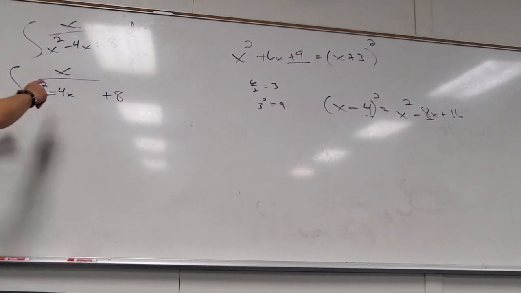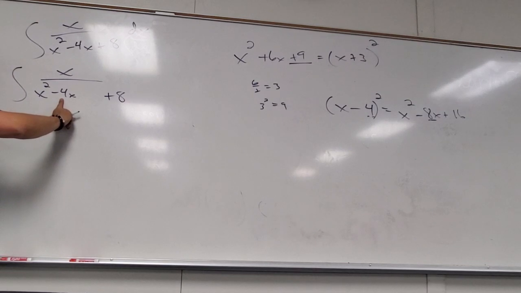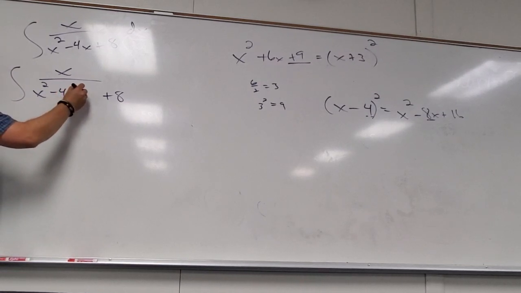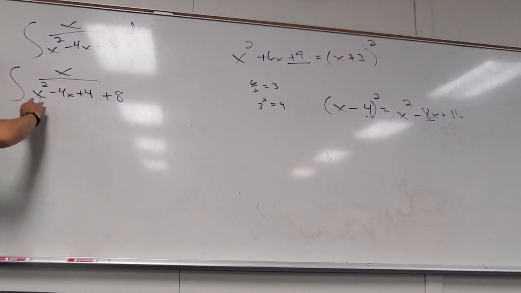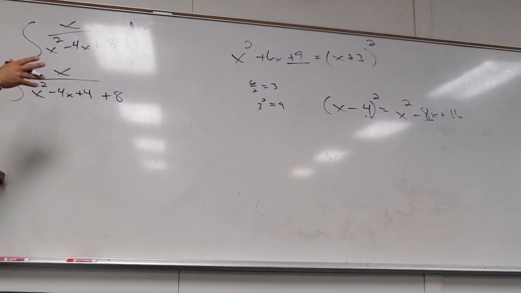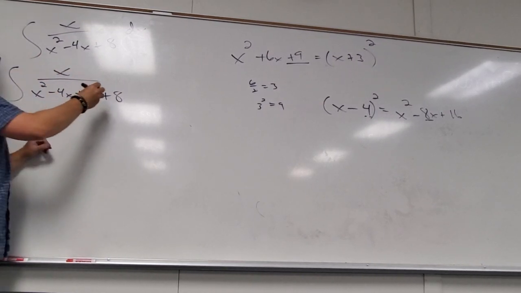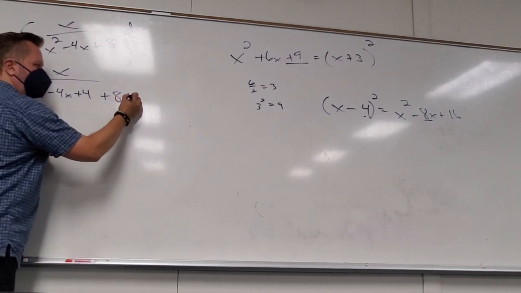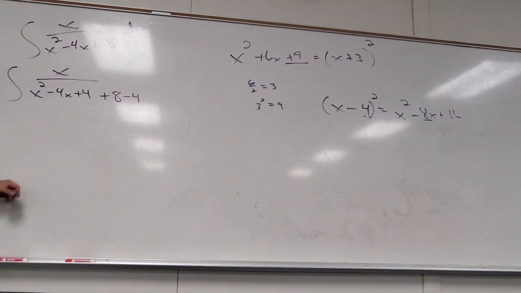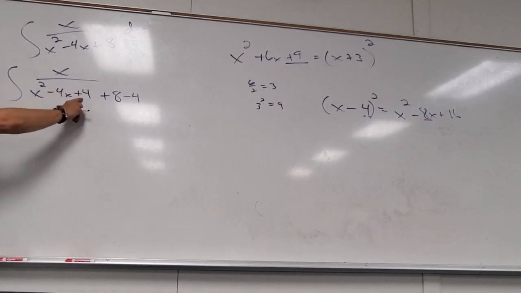So what's half of negative 4? Negative 2. Squared, 4. If I add 4, I have changed the problem, correct? But you're not allowed to do that. So at the same time, I better subtract 4, and now I've not done anything. So the process is you take the middle coefficient, cut it in half, and then you square it. This is what needs to be added.